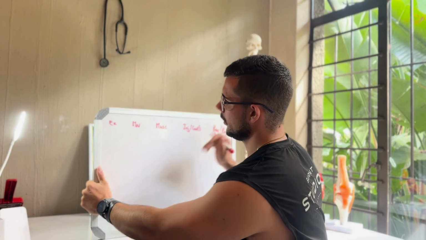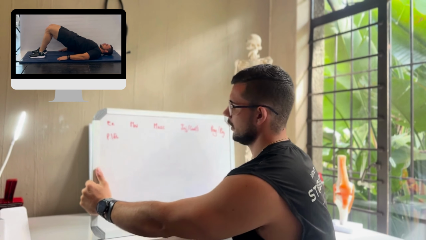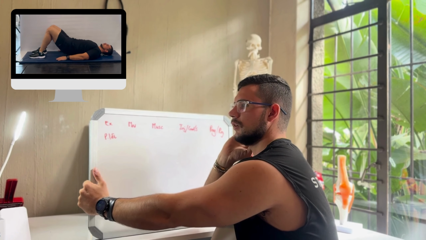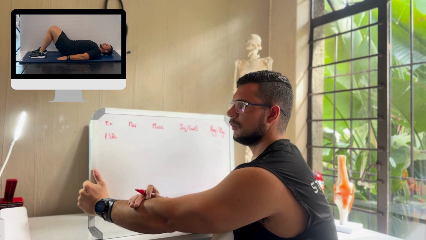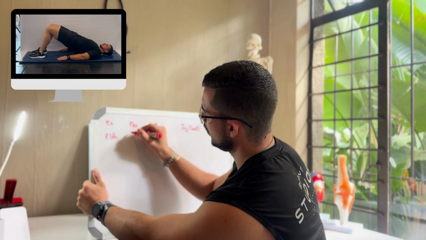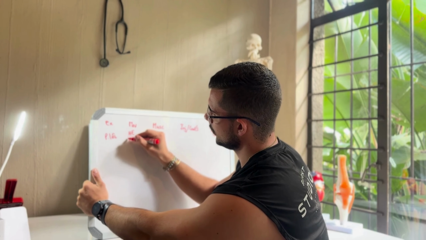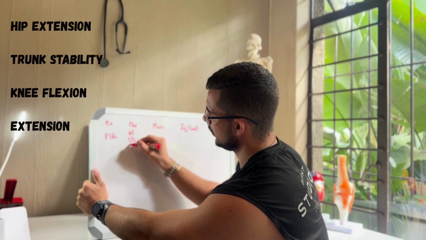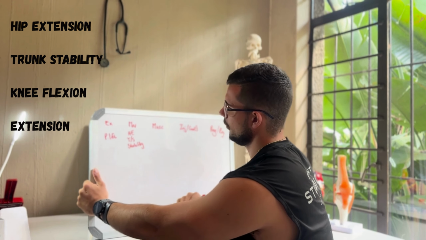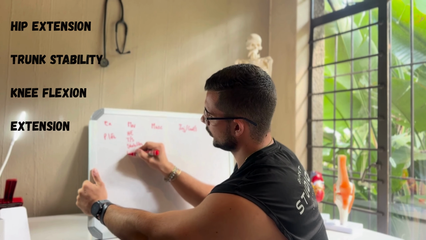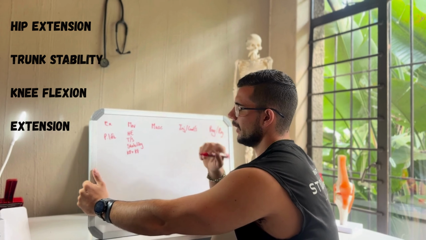So we're going to start with probably the most popular exercise in exercise rehabilitation, not primarily my favorite, but we're going to start with the pelvic lift. In the pelvic lift, what we have is your hip extension, and we have trunk or spinal stability, and then we have some portion of knee flexion, knee extension, very minimal. Those are the main things that happen.